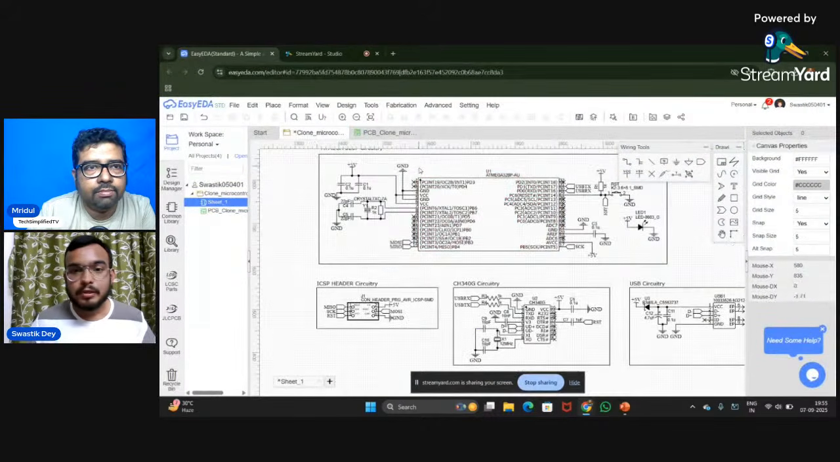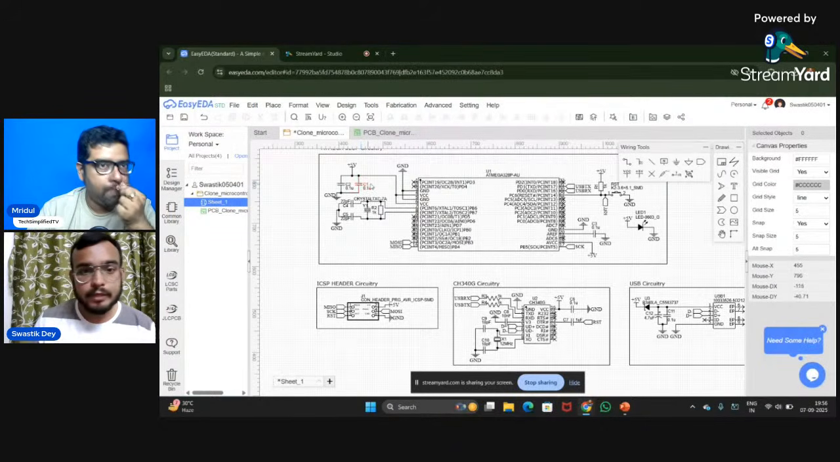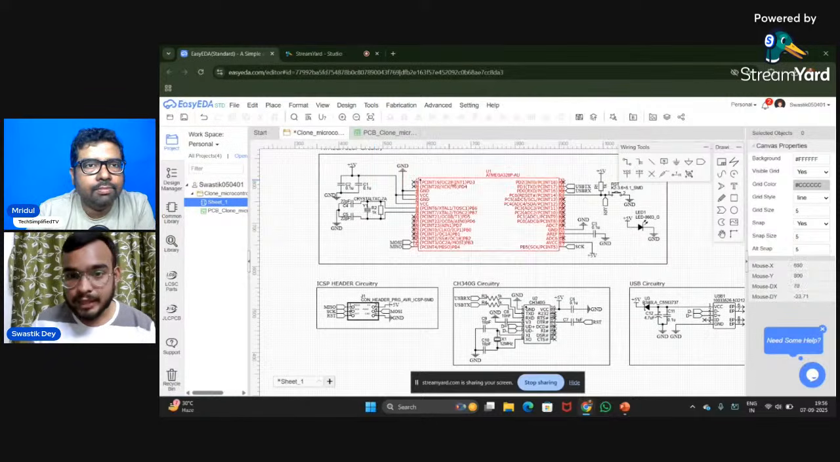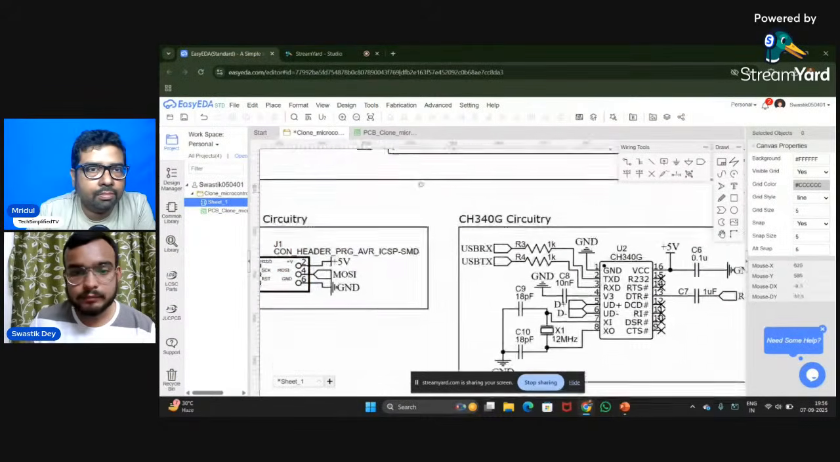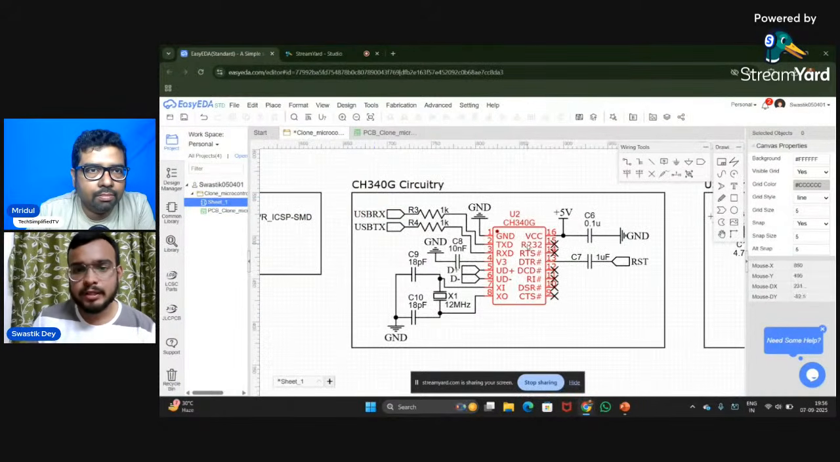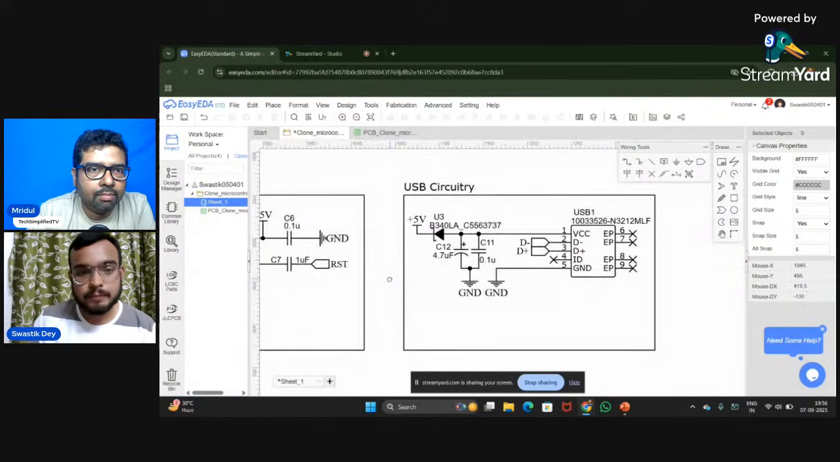Okay, everyone. So this is what the entire circuitry looks like. Everything that we talked about, this is what it looks like in the real view. We can see that we have the Atmega 328P microcontroller present over here. This is the ICSP header circuitry that we can see. Then we have the CH340G circuitry, which I explained. And finally, we have the USB circuitry.